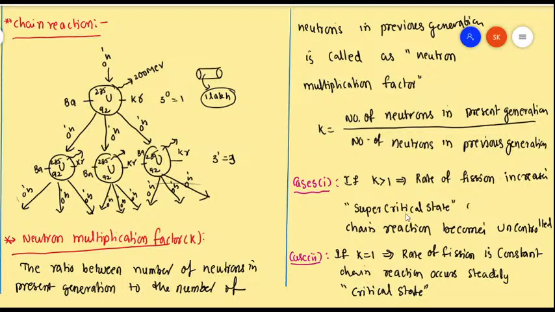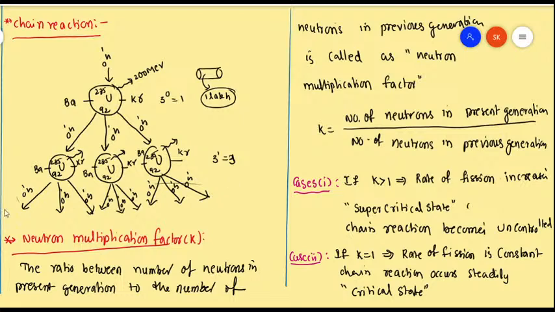Okay, next one is k greater than 1. What happens if k is greater than 1? K greater than 1 completed. K equal to 1 completed. If k is less than 1, what does it mean? The numerator should be less than the denominator. When the numerator is less than the denominator, the number of neutrons in the present generation is less than in the previous generation.